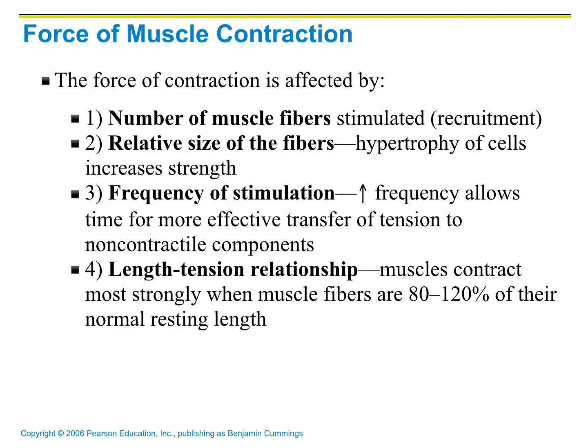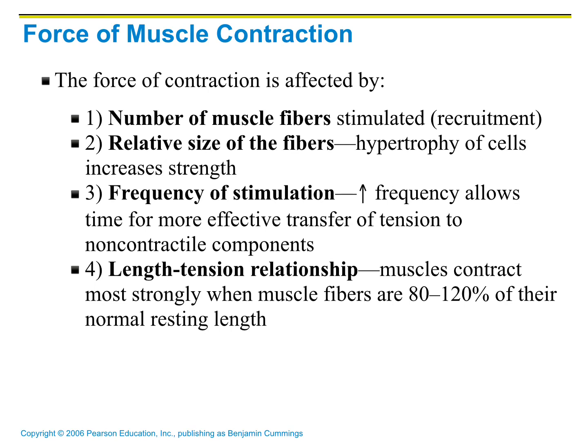Okay, this slide is talking about the things that affect the force of muscle contraction. Now, we know that if we recruit more muscle fibers, the more muscle fibers we have, the stronger the contraction. That was number 1. If we jump down to number 3, it talks about how increasing frequency allows for more effective transfer of tension to non-contractile components. So we're actually going to recruit more muscle fibers by increasing the frequency of stimulation. We said that if we increase the frequency or the force of the stimulus, both of those would recruit more muscle fibers.